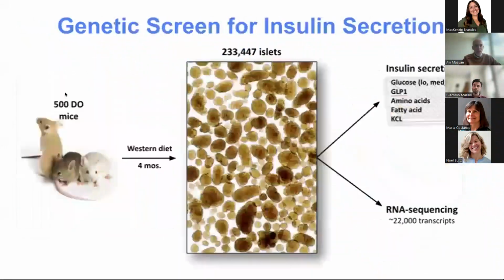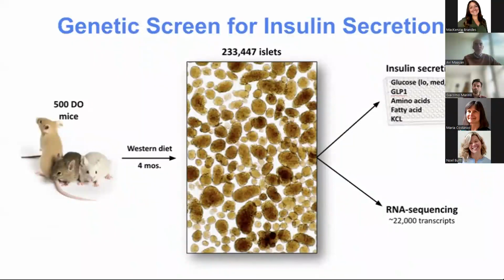What they've done is take islets out of those mice, and they want to see how well those islets produce insulin. So they applied different assays, first to profile the islets for their ability to produce insulin, as well as RNA sequencing of those islets. So for each mouse, they have an RNA-seq sample, from those 500 diverse mice.